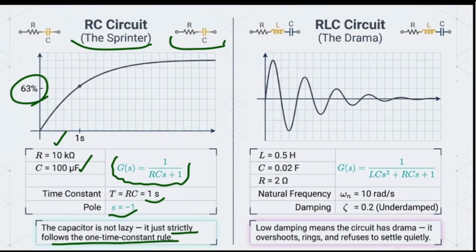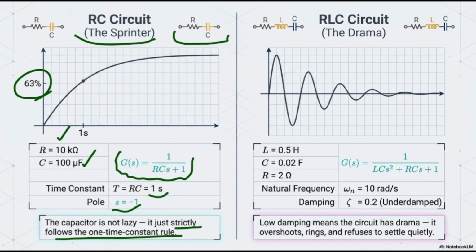Another thing is that we have the RLC circuit. In this RLC circuit, we are dealing with a second-order transfer function. I have L as 0.5 Henry, I have C, the capacitor, at 0.02 farad, and R is given as well. If I would like to solve this equation in order to find the natural frequency and damping, we have a couple of formulas. The very first formula is about omega n. Omega n, or the natural frequency, is going to be 1 divided by the square root of L times C.